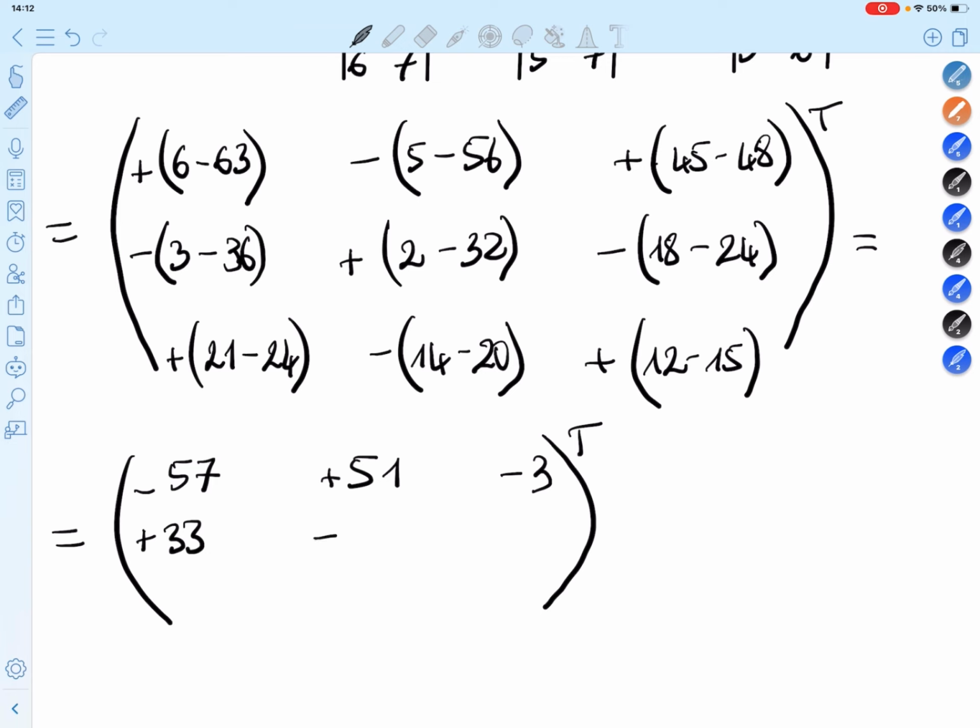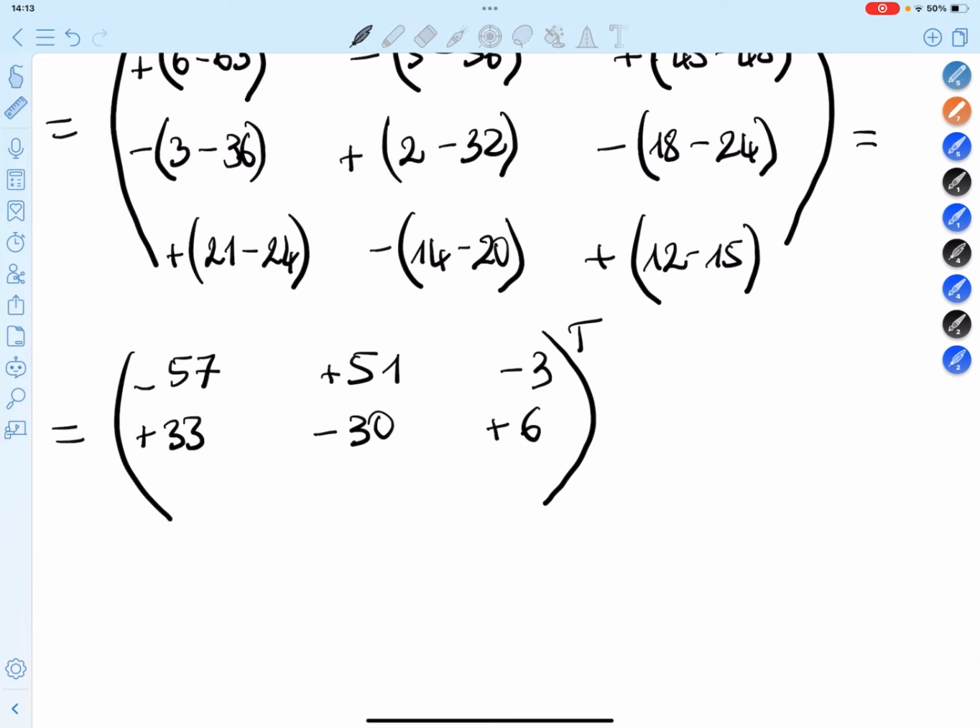Then here we have a negative 30. Then here we have a negative outside, but inside is negative, so we would end up with a positive. And then 18 minus 24. Then here we have a positive 3. And then we have a negative, but inside is negative, so we have positive 6. Then here we have a negative 3.